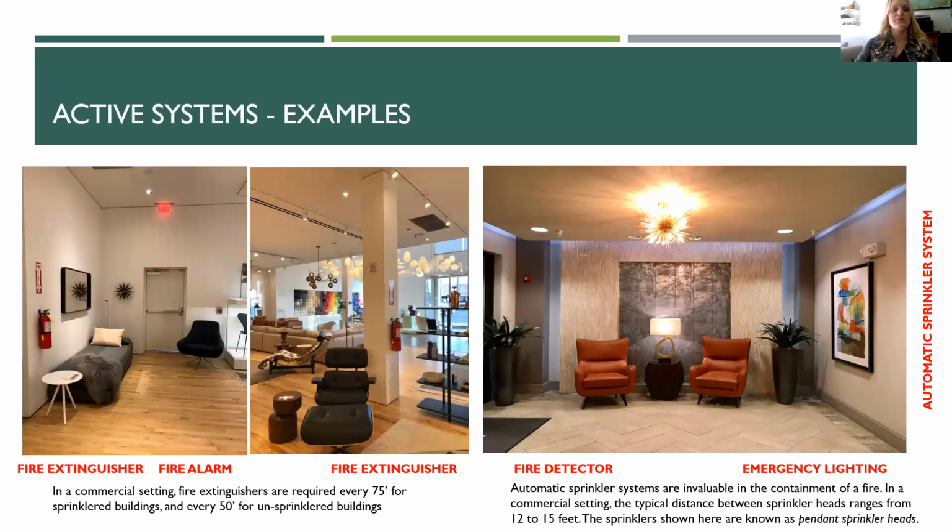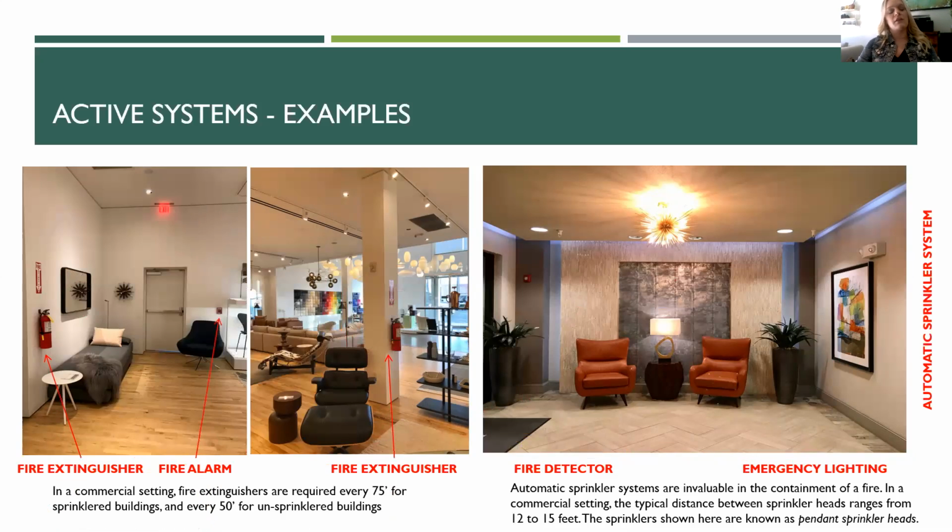Some interior examples of active systems are shown here. On the left, you've got 2 examples of a fire extinguisher. In a commercial setting, it's important to know that these fire extinguishers are required every 75 feet for sprinklered buildings and then every 50 feet for unsprinklered buildings. In this case, this is an unsprinklered building, so these fire extinguishers are located no more than 50 feet from each other.